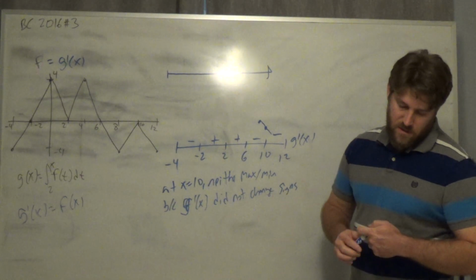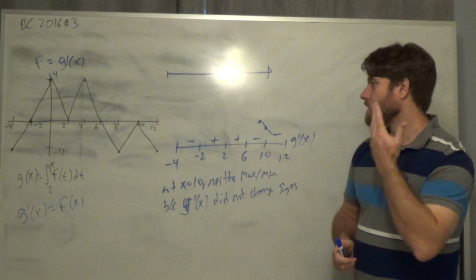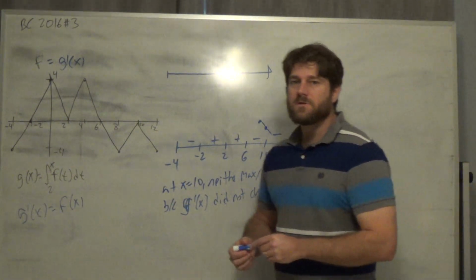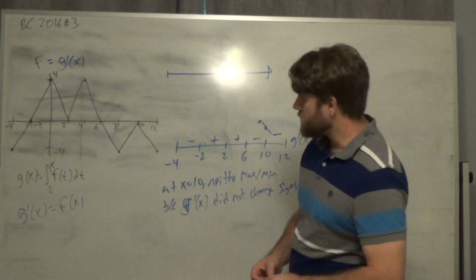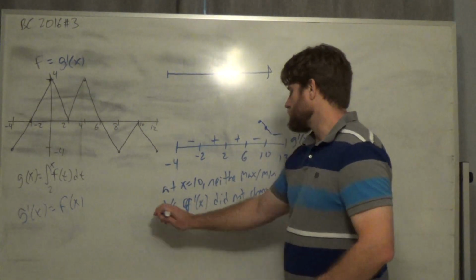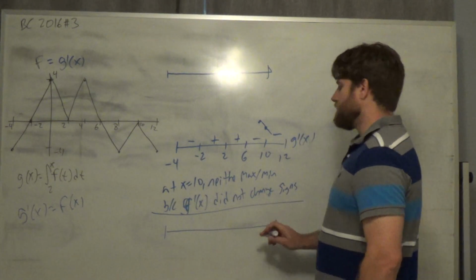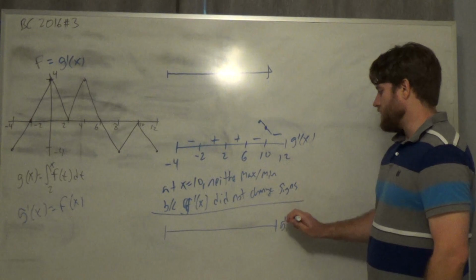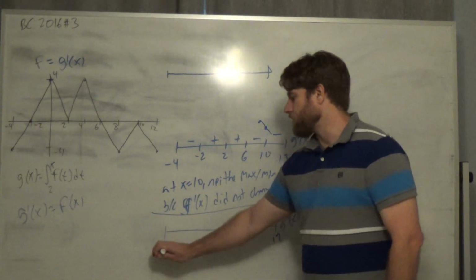Part B, does the graph have a point of inflection at x equals 4? Well, what features of this graph are going to help us learn about points of inflection? And that would be the slopes. So let's go ahead and make a sign chart. We don't even need to make a whole sign chart, but let's just do it anyways, right? So it goes from -4 to 12.